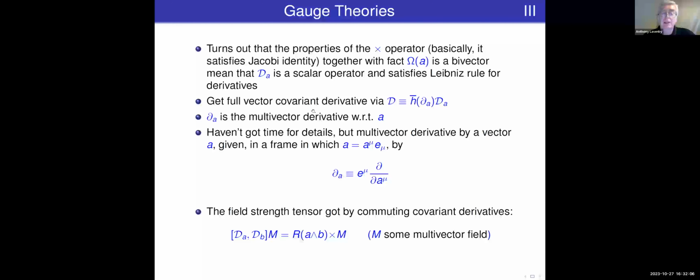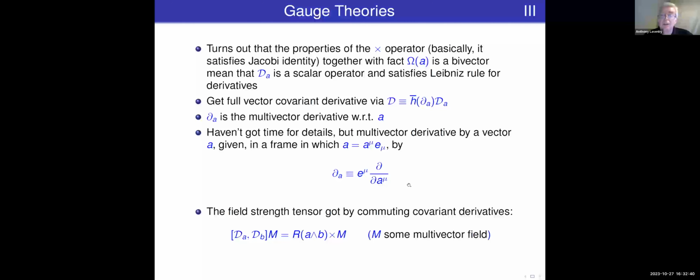And then you get the full vector covariant derivative via this curly D is H of a partial dA curly D sub A. Now, what's this? Again, I just want to use it in a moment for something else. I will define it briefly. It's the multivector derivative with respect to A. And basically, we use the reciprocal frame again. We write A as A superscript mu, E mu, and form a reciprocal frame to the E mu to form a multivector derivative, E mu d by dA mu. Okay, so that's what it is.